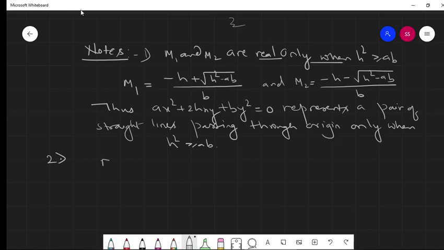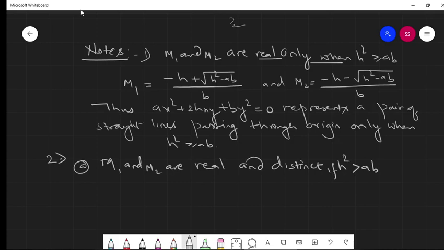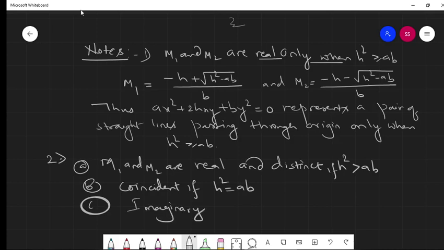m1 and m2 are real and distinct if h square is greater than ab, and coincident if h square equals ab, and imaginary if h square is less than ab.